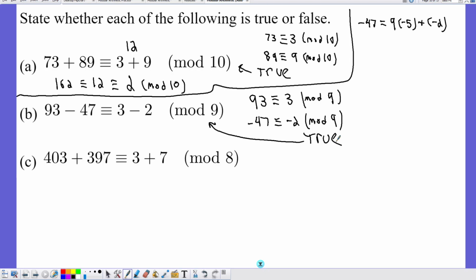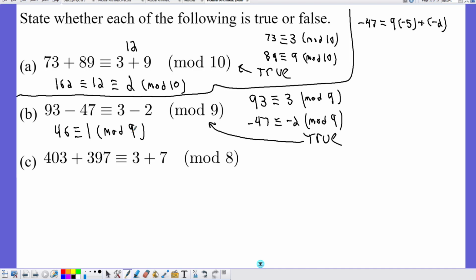And from that, we can establish some nice facts, like the fact that if we do 93 minus 47, we get 46, and that must be congruent to 3 minus 2, which is 1 mod 9. So we get some easy to find congruences again.